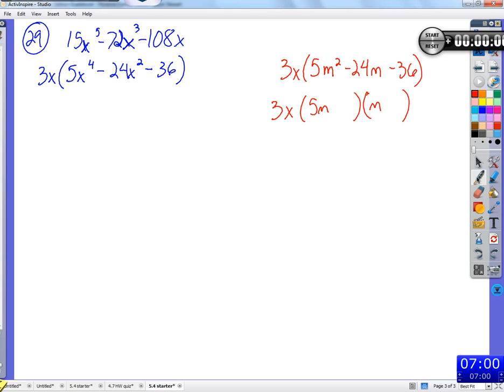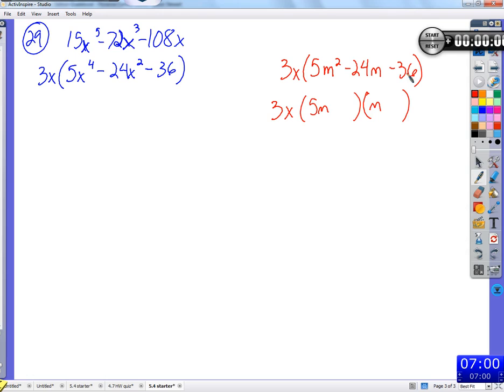First, here's a good starting point. 5m times m is pretty much the only logical way that you can do this. We can do weird stuff, but we don't do weird stuff. We do normal stuff. m times m is the only way to get m squared, and the only way to get 5 when you multiply is 5 times 1. Okay, so that part's settled.